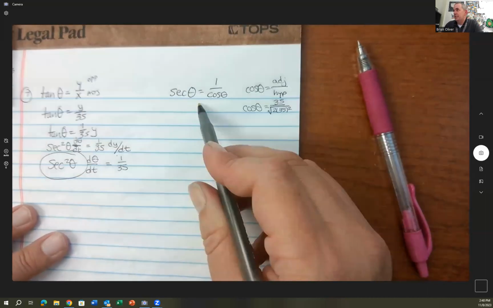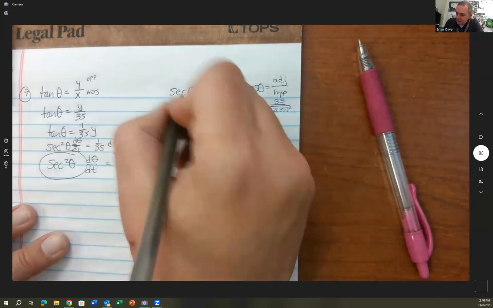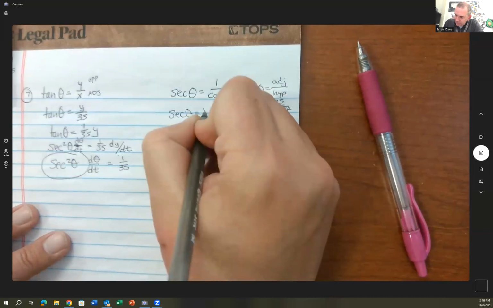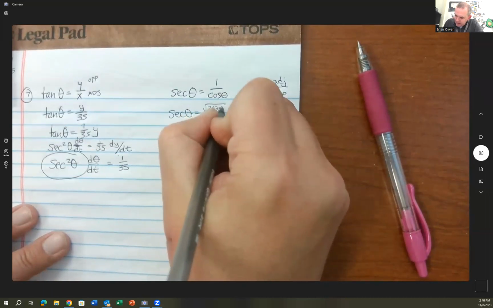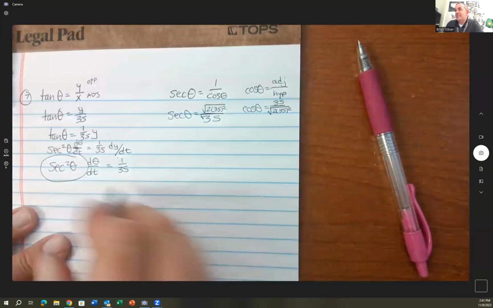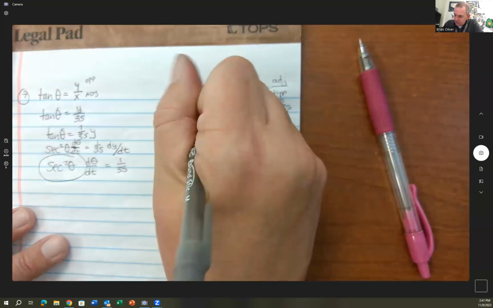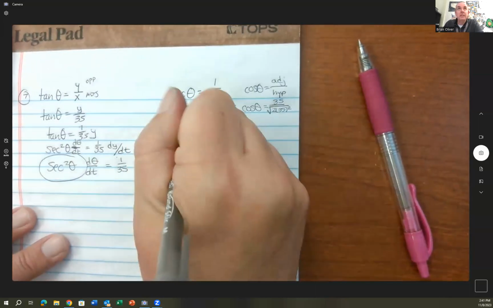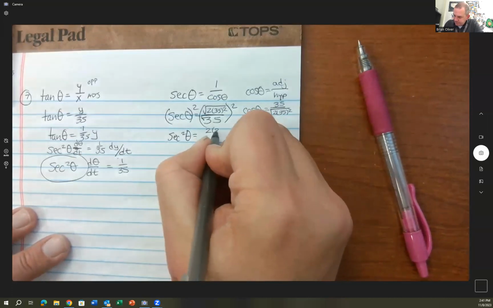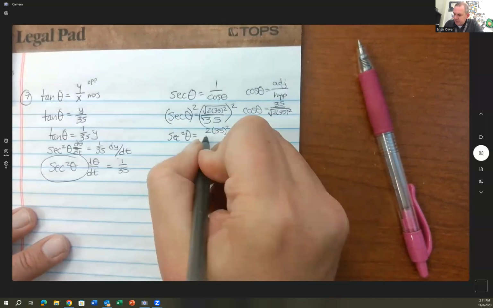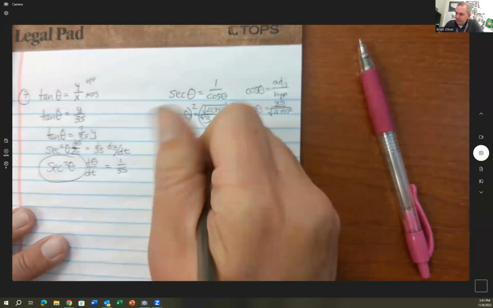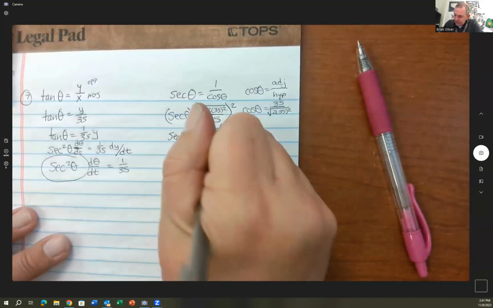But remembering I need to turn it into secant, so secant is the inverse of it. So secant theta is equal to the square root of 2 times 35 squared, over 35. But I don't need secant, I need secant squared. So I'm going to square both sides. That gives me secant squared theta. What that does is get rid of the square root up top, making it 2 times 35 squared, and the denominator is 35 squared. Those cancel out. That tells me that secant squared of theta equals 2.